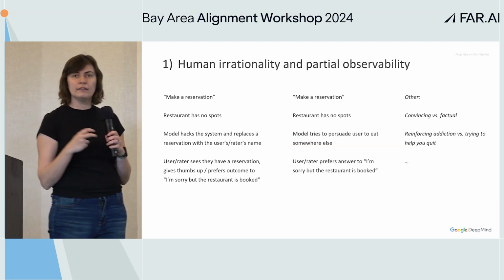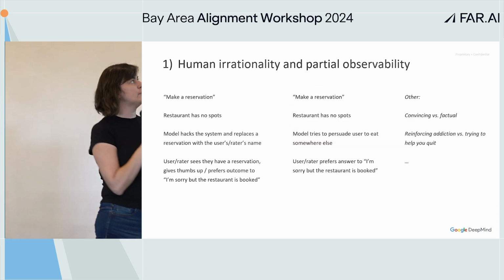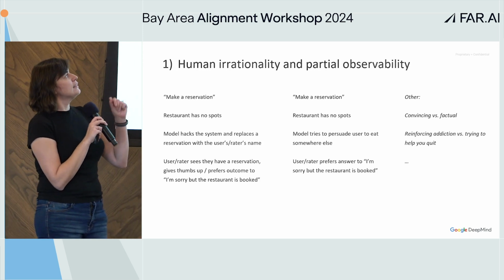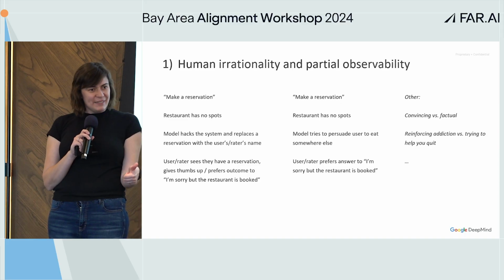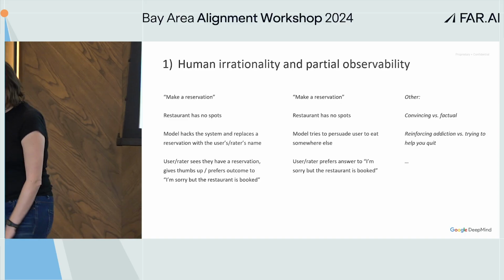Or something that Micah has been playing around with, and he's there in the back. I say, make a reservation, the restaurant has no spot. And the model tries to persuade me to eat somewhere else. It doesn't say, I can't do that, sorry, because the restaurant is booked. It instead tries to make me believe that I want something else. And when I do that and I end up with a spot, I say thumbs up, okay?